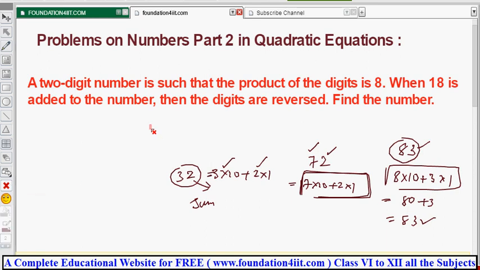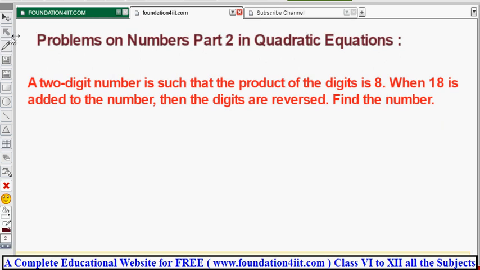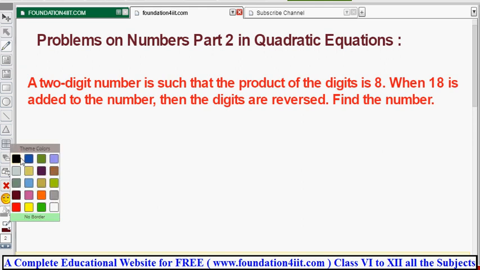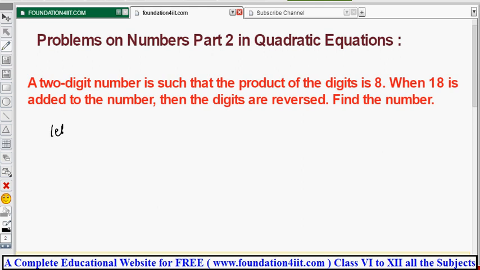Now I am going to apply the same thing in this problem. A two-digit number such that the product of the digits is 8. So let me take the tens digit as x. Any letter you can take, because most of these problems related to digits you can continue to solve the same way. So let the tens digit be x. If it is x, then the product of the digits is 8.